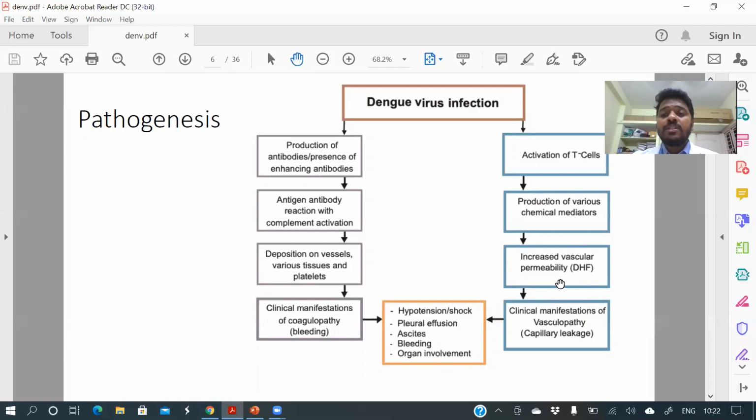One more pathogenesis is direct activation of CD8 T cells, which will produce various chemical mediators that will also lead to increased vascular permeability and clinical manifestations of vasculopathy. Both of these will ultimately lead to hypotension, shock, and other manifestations. Since there is fluid leakage, there will be pleural effusion, ascites, bleeding, and all other organ involvement.